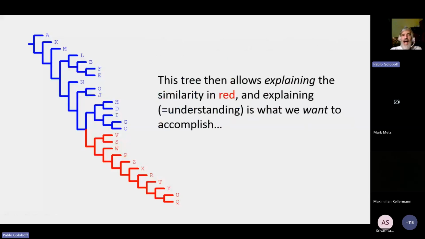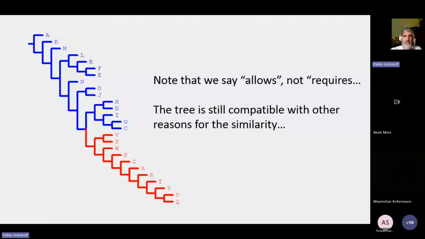So this tree allows explaining the similarity in red color, and explaining, that is to say, understanding, is what we want to accomplish. So that tree serves our purpose of understanding similarities in terms of common ancestry. Note that we say allows, we don't say requires. The tree is still compatible with other reasons for the similarity.